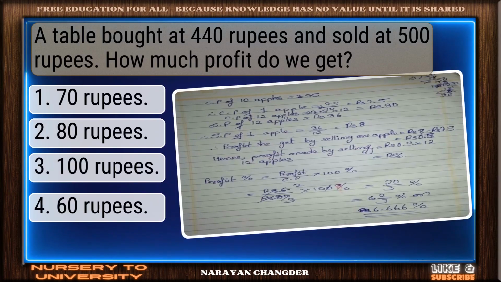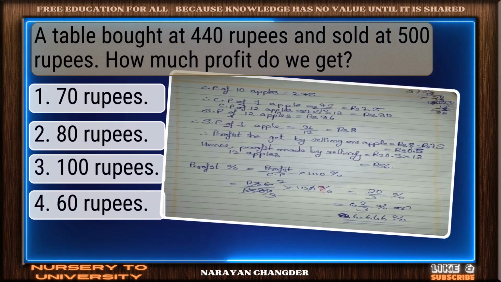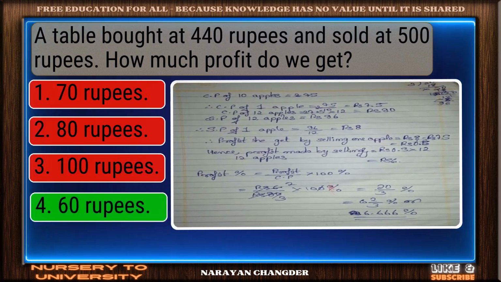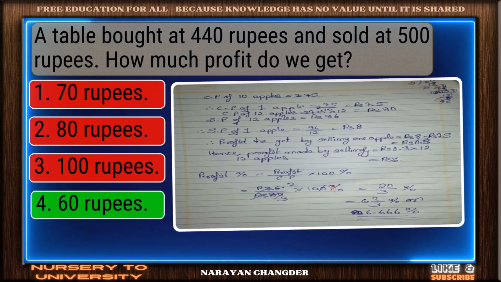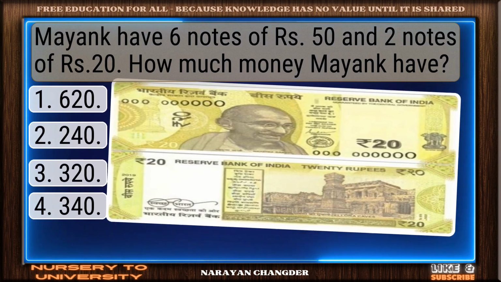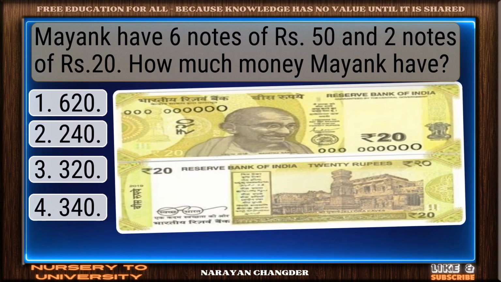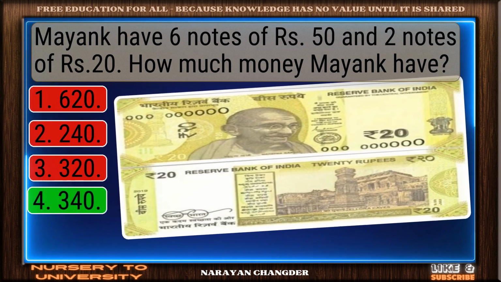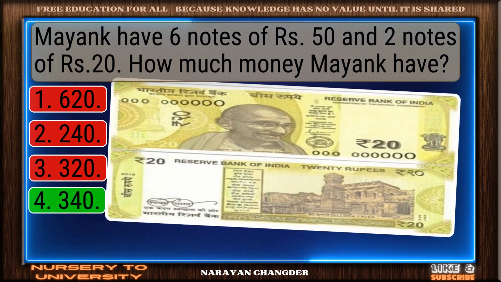A table bought at 440 rupees and sold at 500 rupees. How much profit do we get? Valid point. 60 rupees is true. Mayank has 6 notes of Rs 50 and 2 notes of Rs 20. How much money does Mayank have? Good thinking. 340 is the right answer.